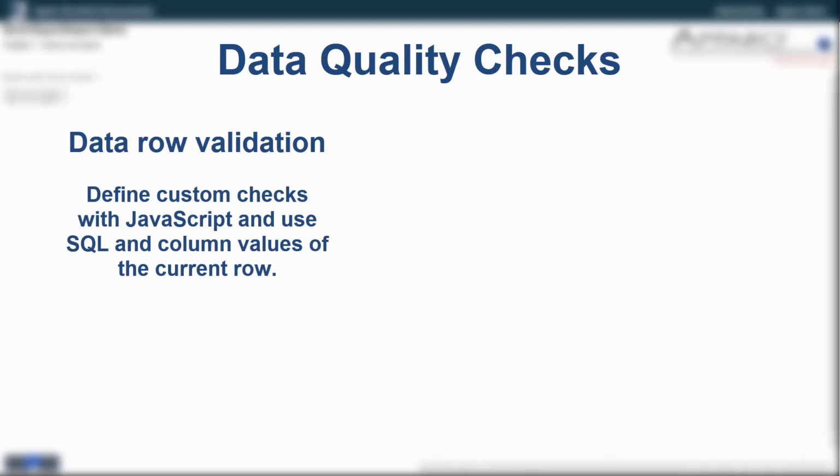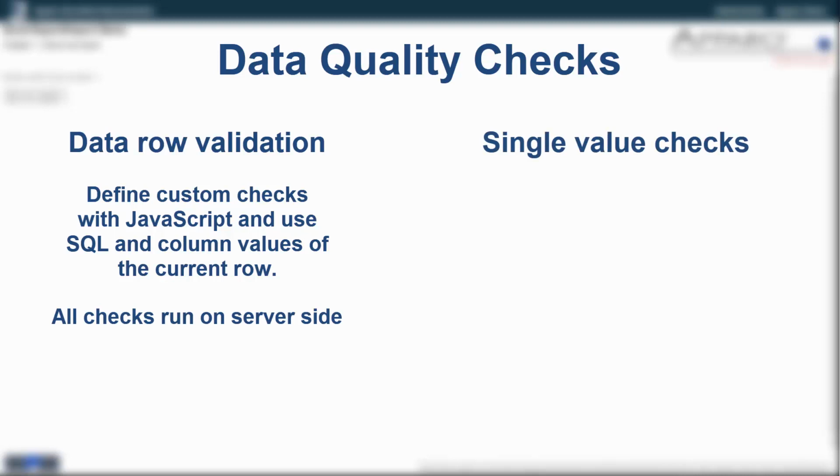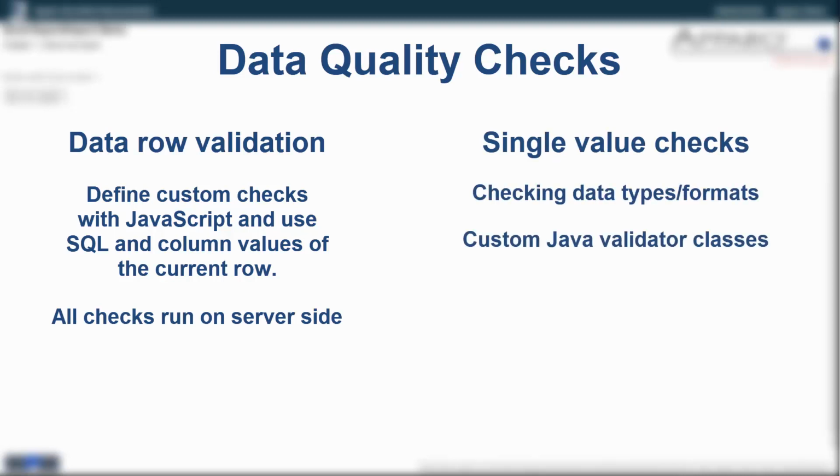Apparo's data quality checks. Data row validation. Define custom checks with JavaScript, and use SQL, and column values of the current row. All checks run on server side. Single value checks. Checking data types or formats. Custom Java validator classes. Validity intervals, fixed or calculated. Regular expressions.